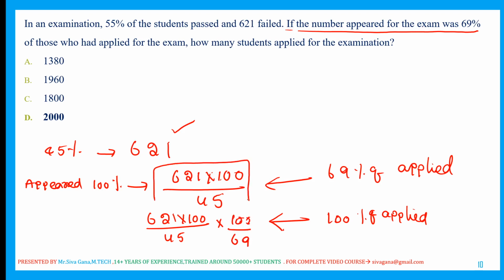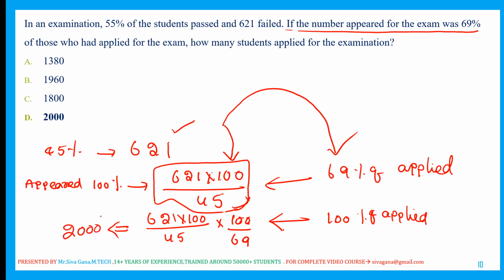Remember, this is 100% of appeared, and this is also equal to 69% of applied. We need 100% of the applied. Just cross multiplication. Upon cancellation, using the on-screen calculator, I got 2000. So applied are 2000.